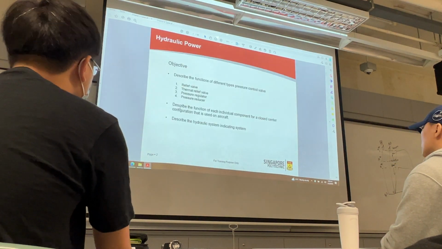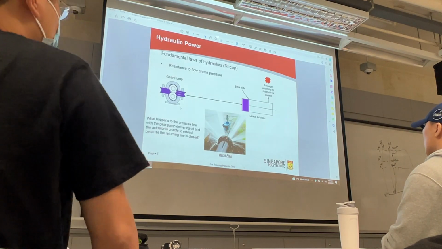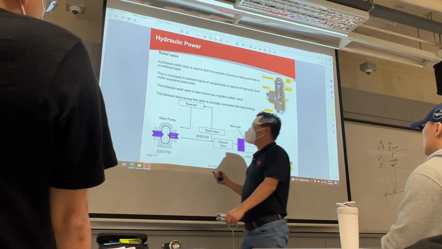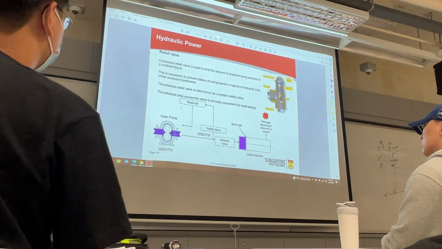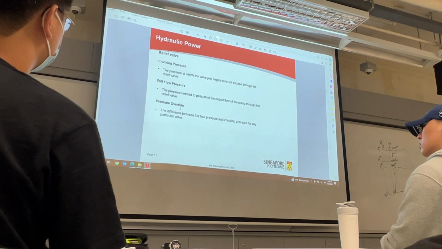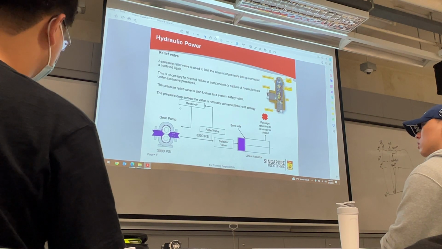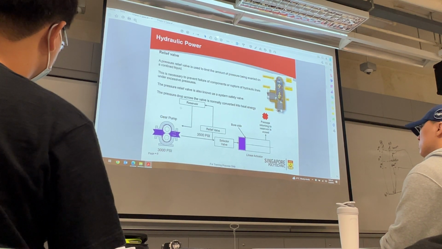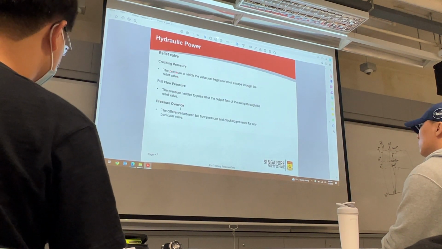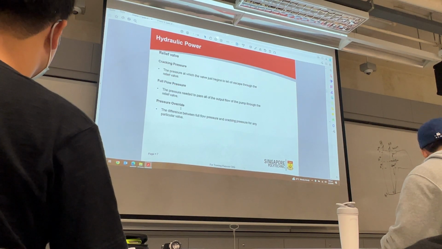Now, for your relief valves, okay, relief valves, you must understand a few things. Relief valve is like your cabin press. It's like a safety valve. Okay. It's set at higher pressure, which I already showed here to you. Now there is cracking pressure, full flow pressure, and pressure override.